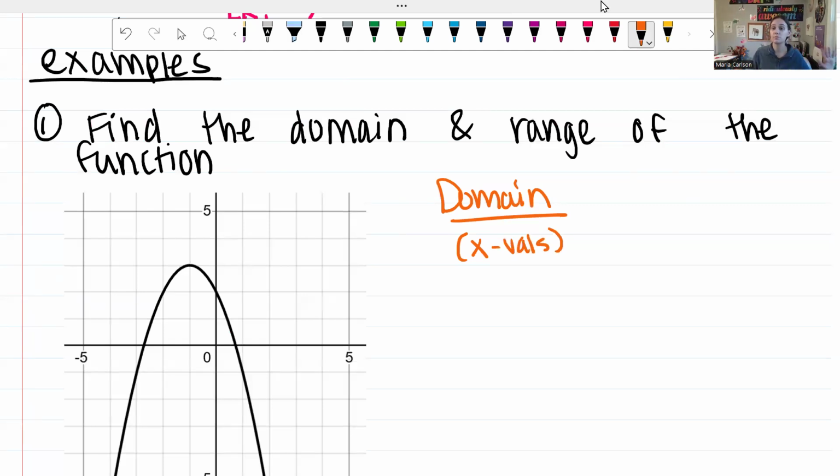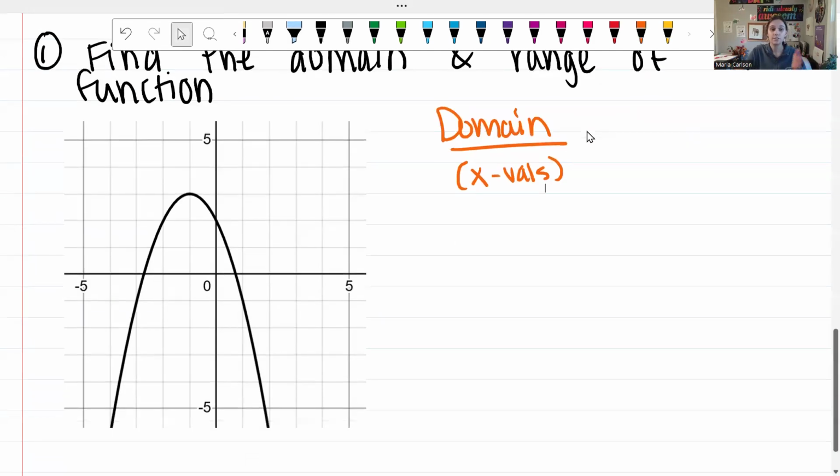And we want to read that from left to right. Now, this graph does not have a clear starting or stopping point. This is a continuous graph, right? I can assume this is going down, but also it's going down to the left and to the right.